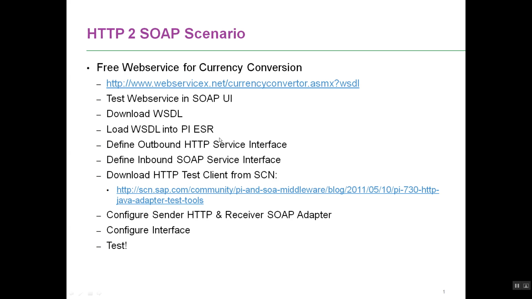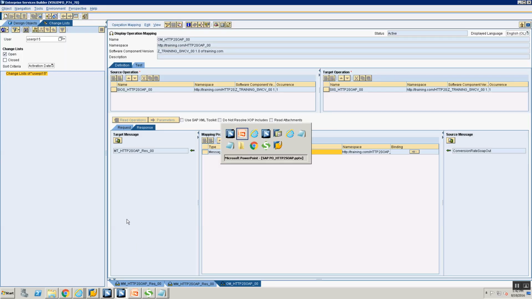We defined an outbound service interface. We defined an inbound service interface. The outbound service interface used a custom data type and a custom message type. Our inbound service interface used the external definition, and then we downloaded the HTTP test client from SDN, and we used that HTTP test client to test our scenario. Okay, just on the system, a summary on the system.